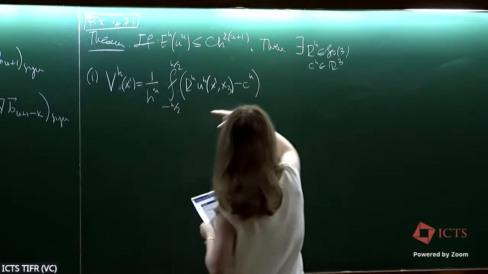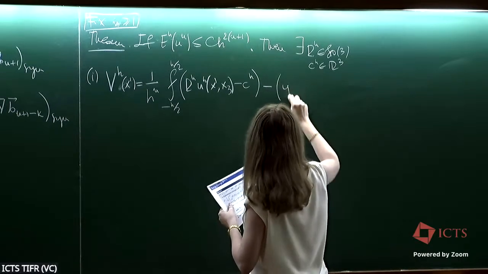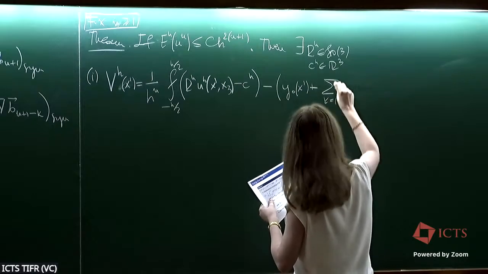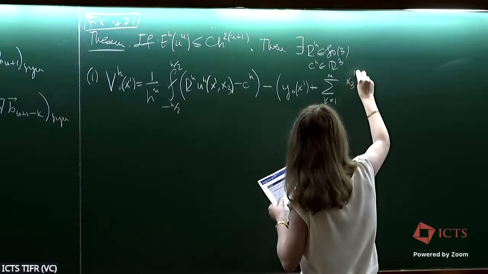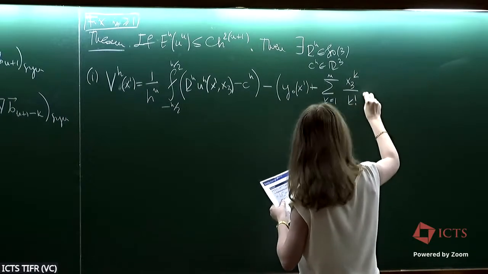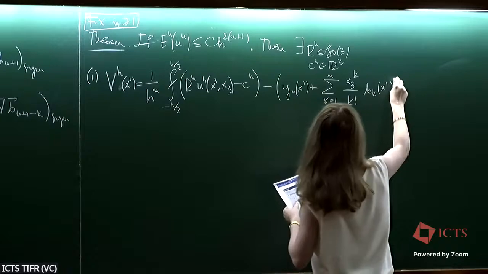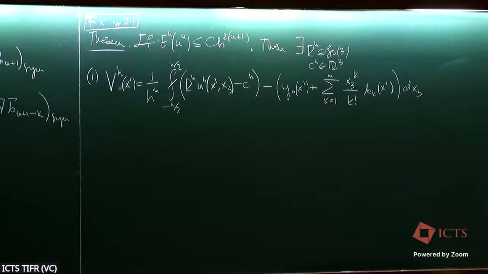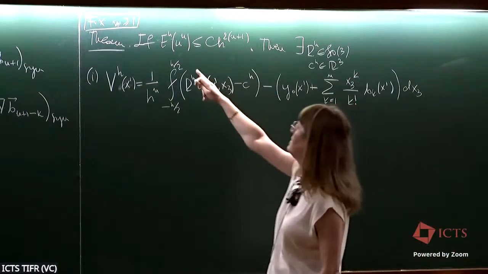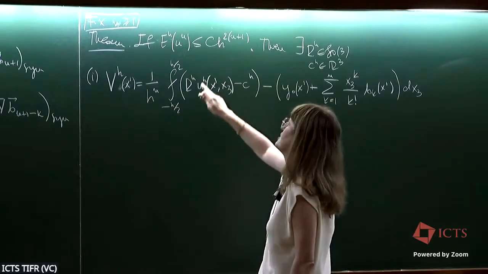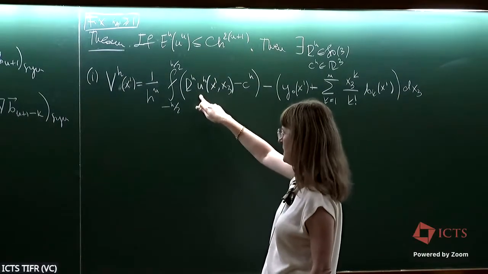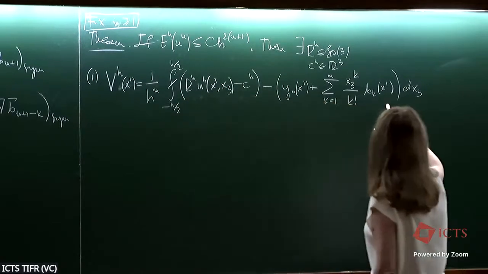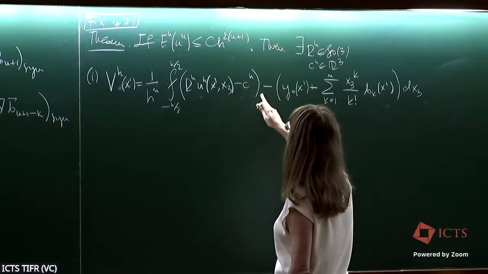Okay. I continue under the integral, minus y0 of x prime, plus the sum from k equal 1 to n, x3 to k, divided by k factorial, dk of x prime, dx3. This is my definition of VH. So I'm just centering my UHs. So modulo rigid motion, that's just a UH, right? I average it, and I subtract.